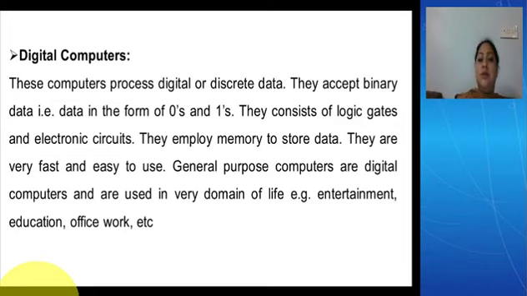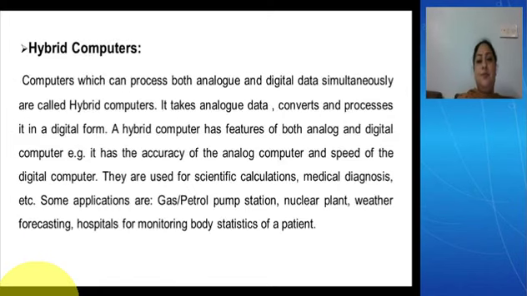General purpose computers are digital computers and are used in every domain of life. For example, entertainment, education, office work, and in every domain we can list here. The hybrid computer is a combination of both the digital and the analog computer. So it can process both analog and digital data simultaneously. It takes the analog data, converts and processes it in the digital form.